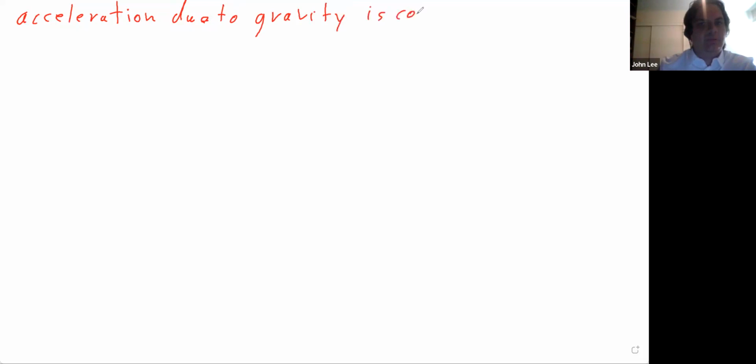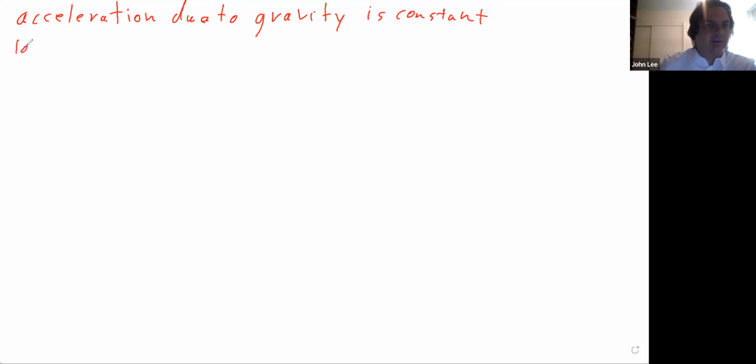But the first piece of actual physics that we're going to do is that on the face of the Earth, acceleration due to gravity is a constant. I talked about this a little in lab, but I haven't talked about it in lecture. So acceleration due to gravity is constant.